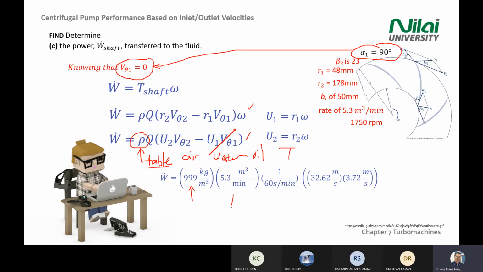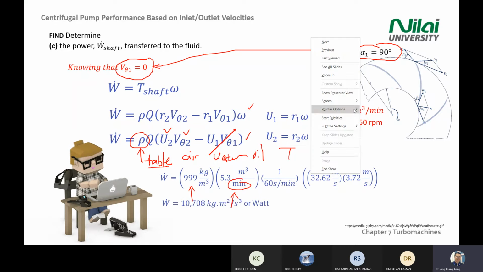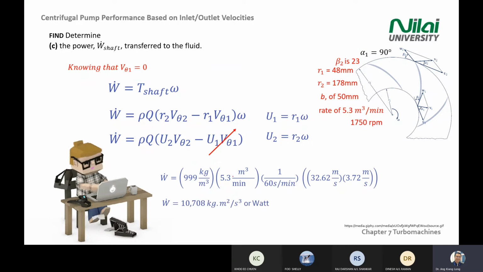And the Q is given. Again, for Q, what we are doing here is converting the minute into second. And you have your U2, V2 just now. So U2 and V tangent at 2. So 3.7 times 32, you get the final answer. If you do the mathematics correctly, you will get your answer in the unit of kilogram meter square over second cube.